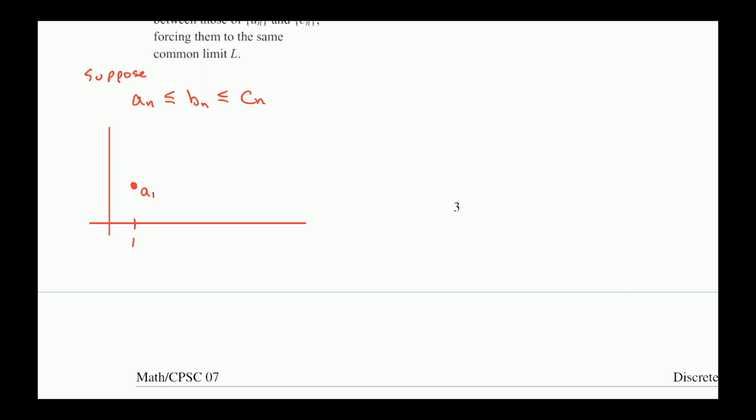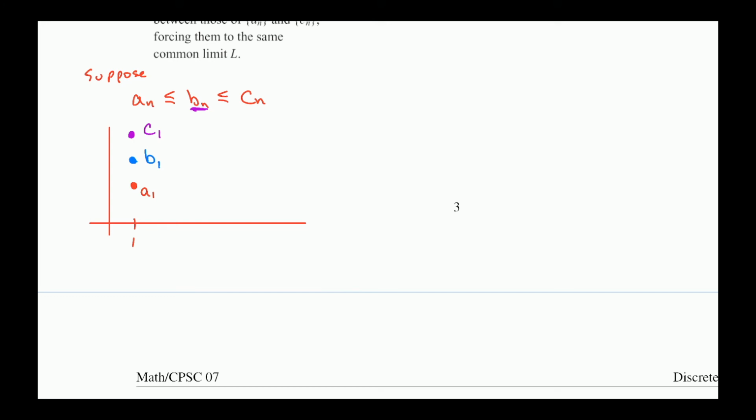And then let's say we have CN, and CN's the big one, so it must be above it. So that's where C1 is. And then since B is in the middle, it's got to be somewhere in the middle. It doesn't have to be exactly halfway, but it has to be somewhere in the middle, right?